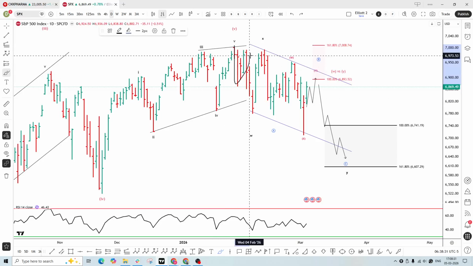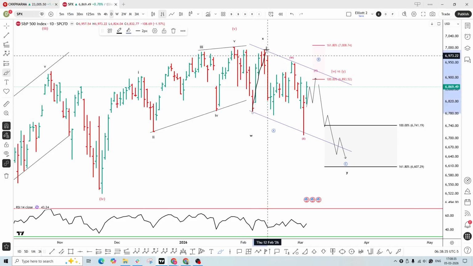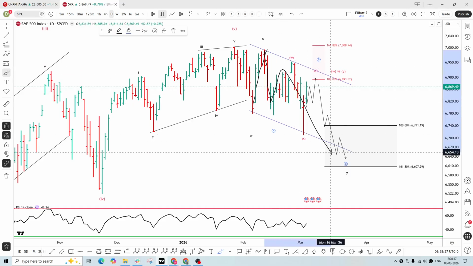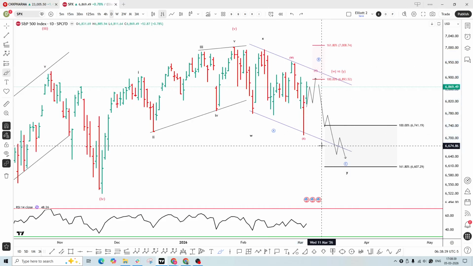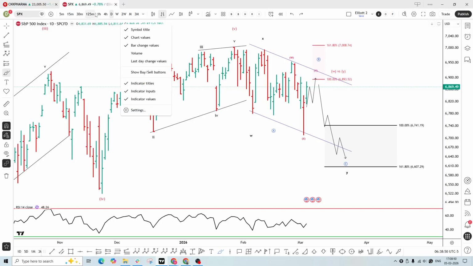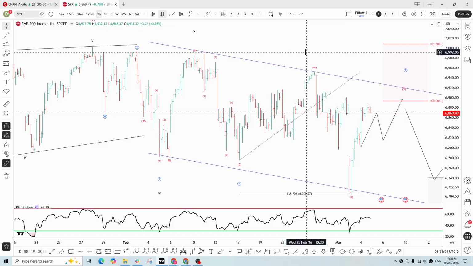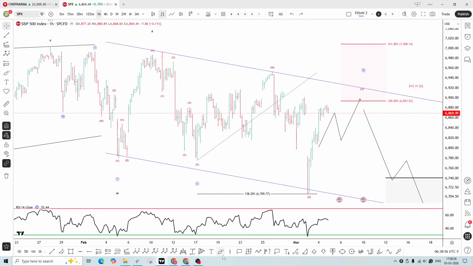So we got this ABC structure over here, followed by the connecting X wave. Now we are going for the Y wave. Within the Y wave, this would be the A wave, which is a 5 wave impulsive decline if we check this in the hourly time frame. So let me go toward the hourly only.